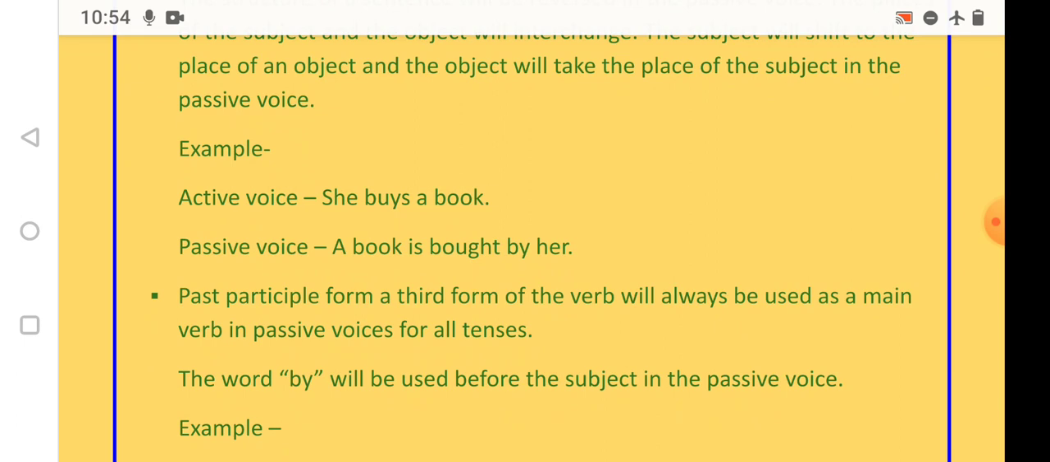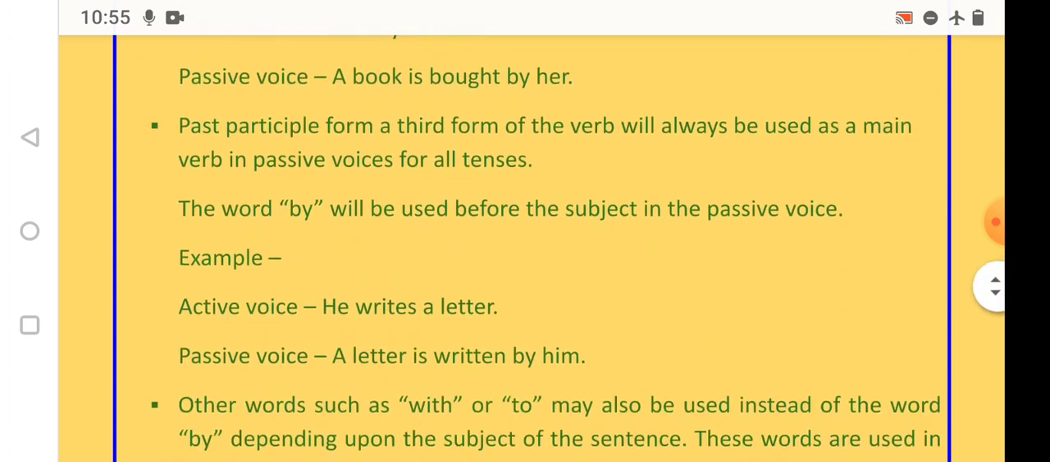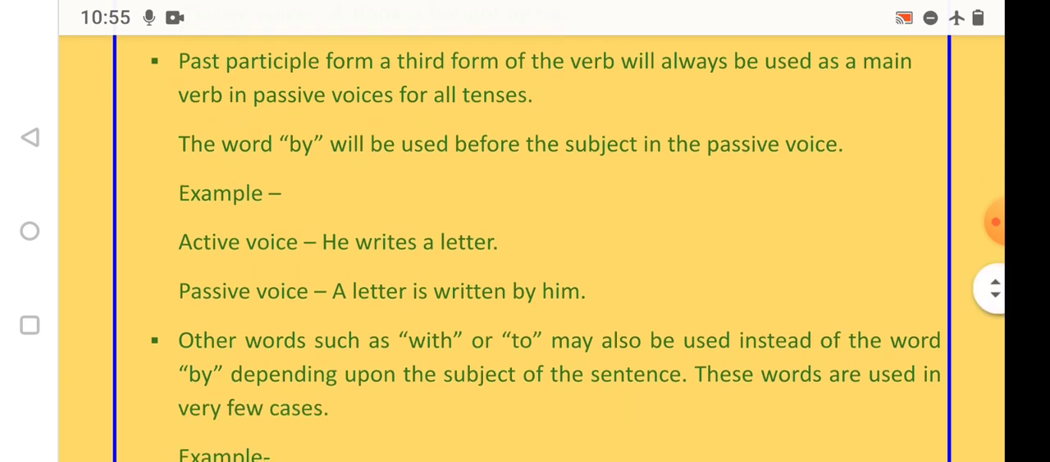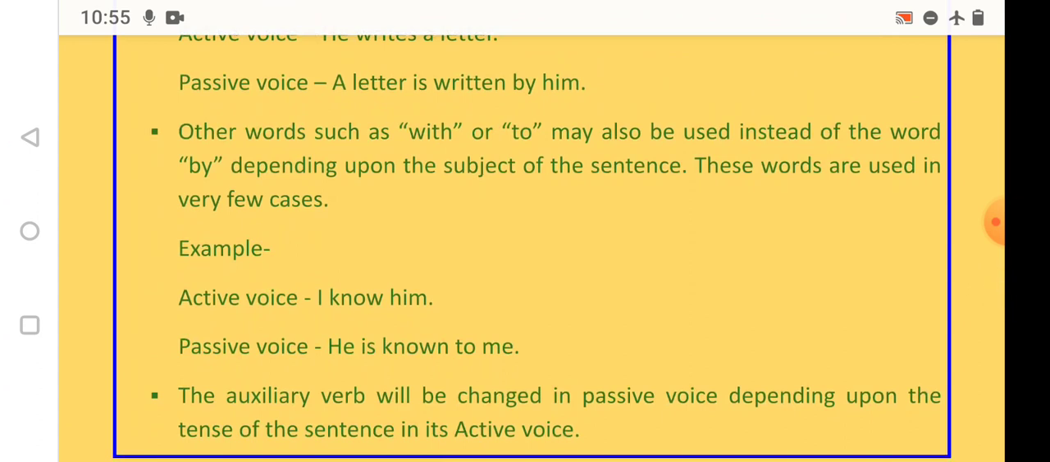The past participle form, or third form of the verb, will always be used as the main verb in passive voice for all tenses. The word by will be used before the subject in the passive voice. Example, he writes a letter. A letter is written by him. Other words such as with or to may also be used instead of the word by, depending upon the subject of the sentence. These words are used in very few cases. Example, active voice, I know him. Passive voice, he is known to me.